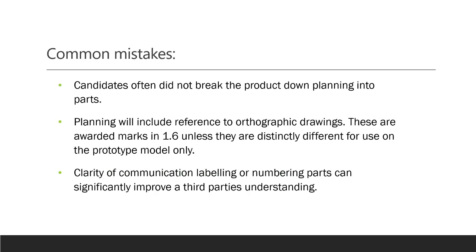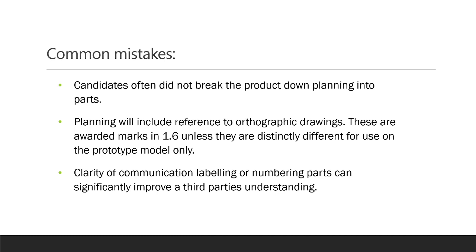Common mistakes are that students simply don't break it into enough parts. There is then also that they think that orthographic drawings they've done for 1.6 are marked in this section. They are not. They're a different section. That is the technical specification for the real life, real world product. In here, though, there are marks available if there are significant changes to the product.